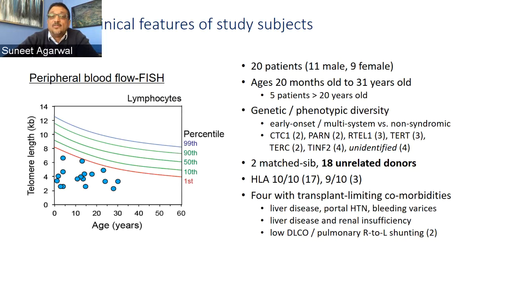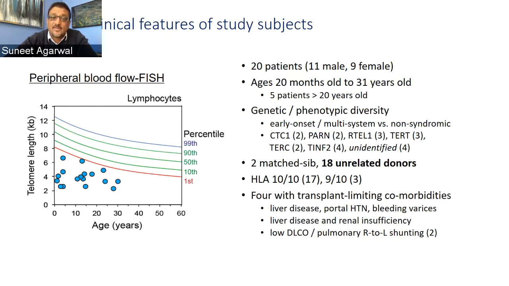As would be expected, we had a lot of genetic and phenotypic diversity, with early onset and multi-system disease versus non-syndromic. We were able to define several of the mutations in the patients, and some remained unidentified, as would be expected. 2 of the transplants were matched sibling, and very importantly, 18 were unrelated donor transplants, which have historically had worse outcomes, but this is what was available, and this was part of the eligibility.